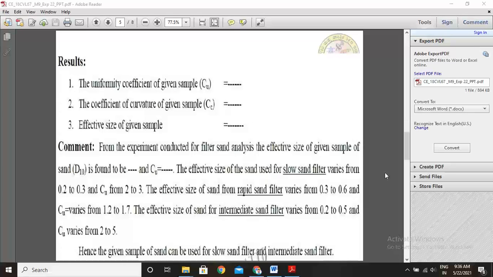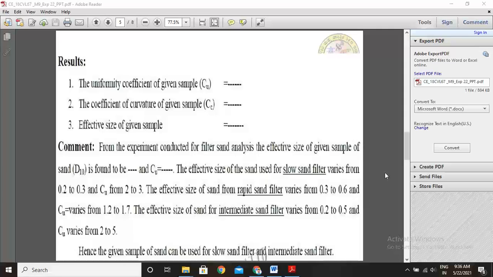Now see the results. The uniformity coefficient of the given sample, Cu, is a number. The coefficient of curvature of the given sample, Cc, is a number, and the effective size of the given sample you write based on the graph. Then write the comment here. From the experiment conducted for filter sand analysis, the effective size of the given sample of sand, that is D10, is found to be X and Cu is found to be X.